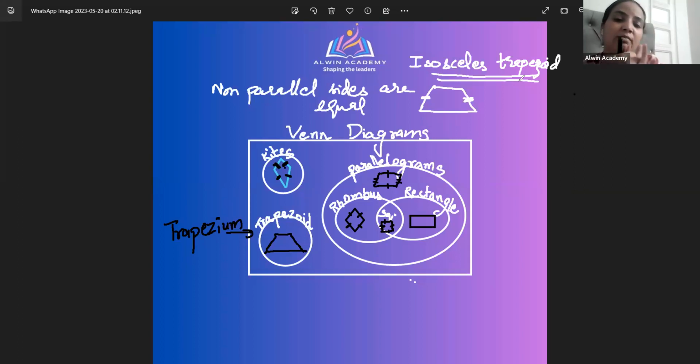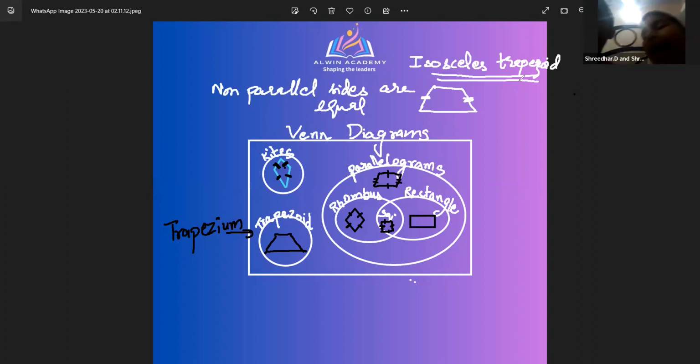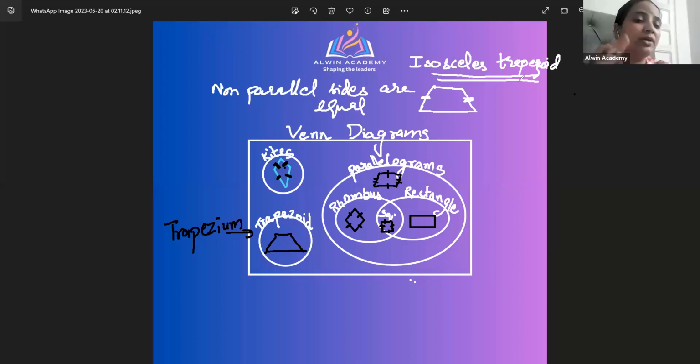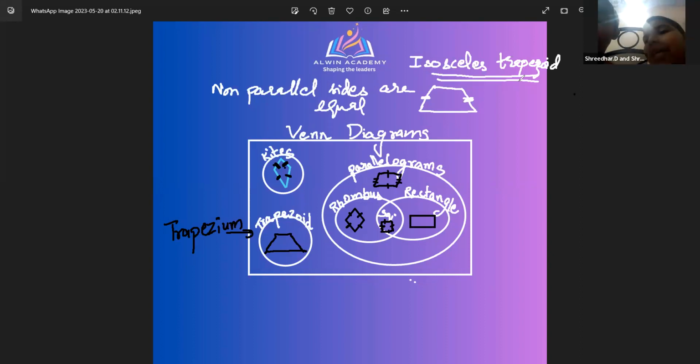Okay. Now tell me, are all squares parallelograms? Anaga, you tell me, beta. Yes, ma'am. Very good. Because the entire square category lies in the parallelogram category only. Okay. Shrikant, you tell me, beta, are all parallelograms rectangles? No, ma'am. Why not? Ma'am, because there are other shapes like rectangle, square, and rhombus.